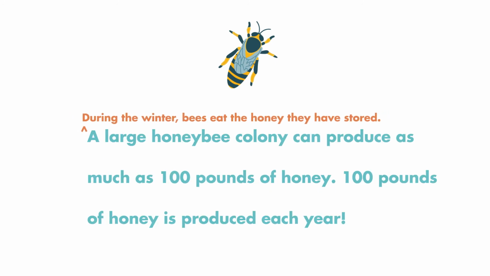Let's add this sentence to the beginning of the second paragraph. This sentence repeats information, so we can delete the repeated words. Now the revised sentence reads, "A large honeybee colony can produce as much as 100 pounds of honey each year."